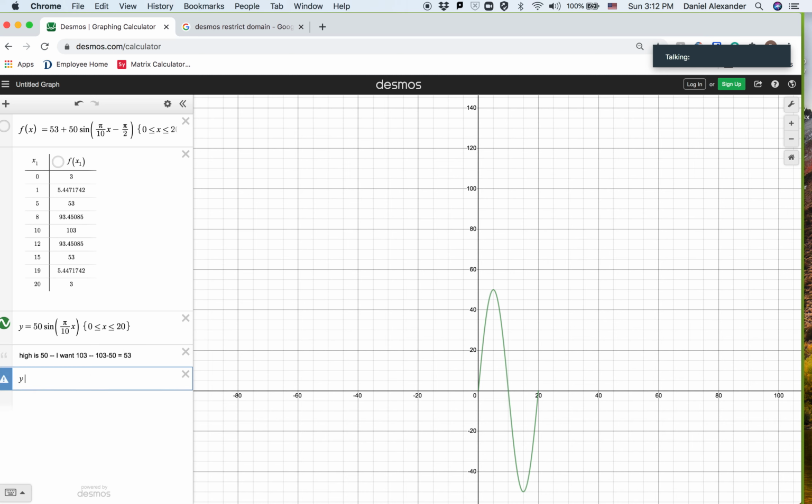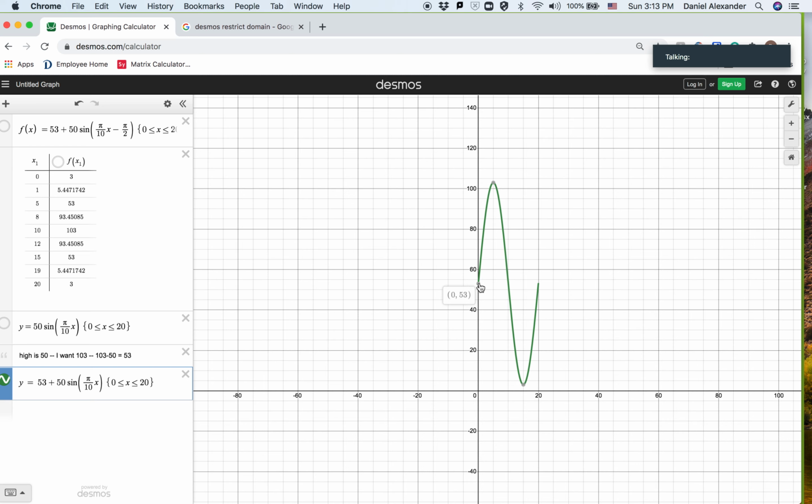So now I'm going to try my next model. I'm going to take y equals 53 plus all this stuff. Okay, and I'm going to turn that up. See, it raised the graph up. Pretty good, except it's starting too high up. I get my one cycle, but I want to start 3 feet off the ground. So I want to bring that down a little bit, and really move this over to here.